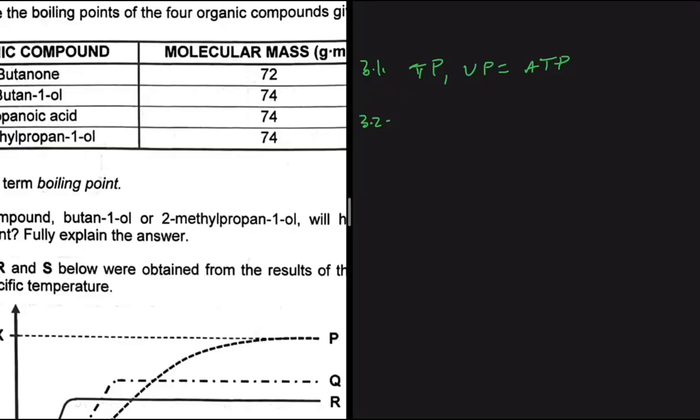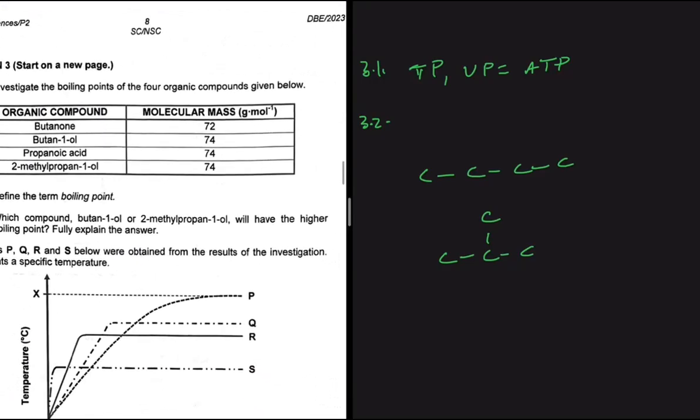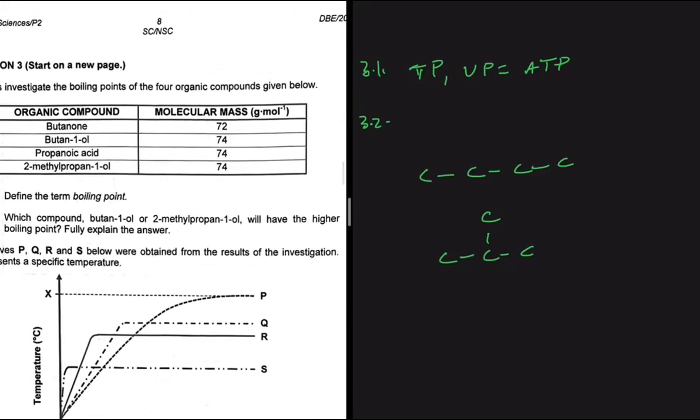But in butan-1-ol, you have 4 carbons in a straight chain. And then in 2-methylpropan-1-ol, you have 3 carbons in a straight chain and you have a branch, right? So that is how they differ. They differ in branching. So in order to answer this question, you have to know the relationship between branching, surface area, intermolecular forces, and consequently boiling point.